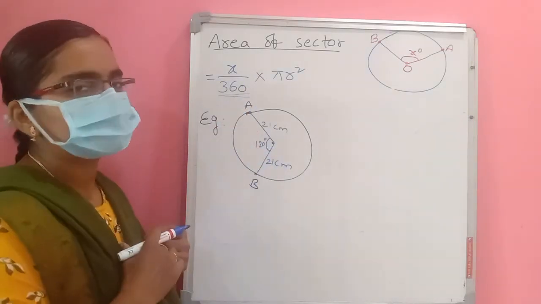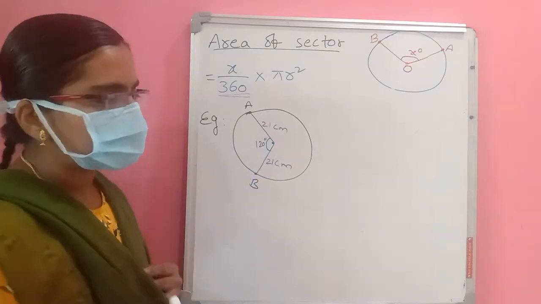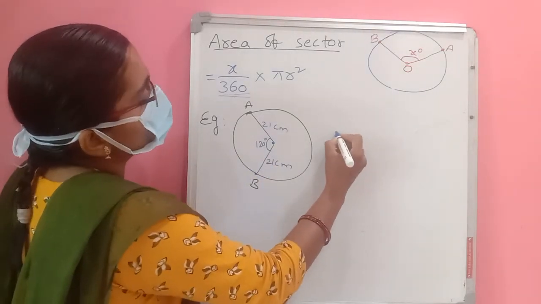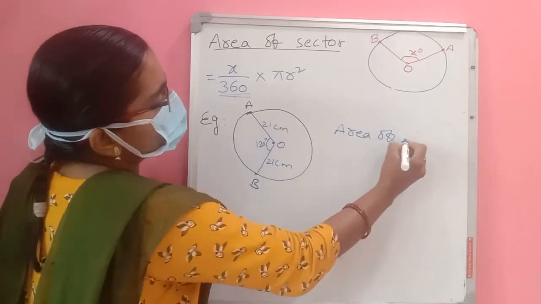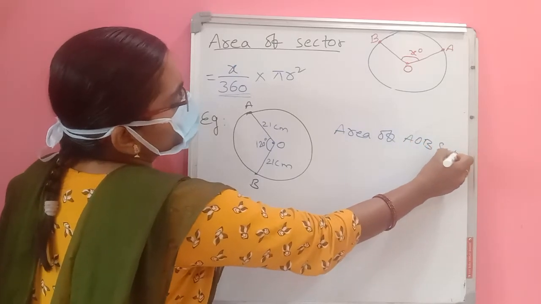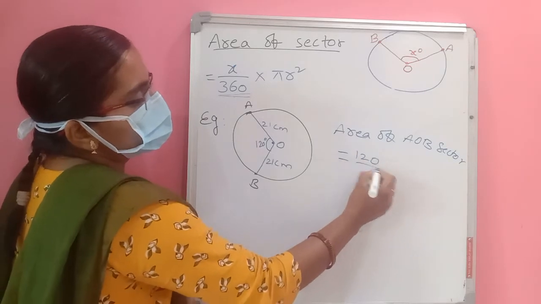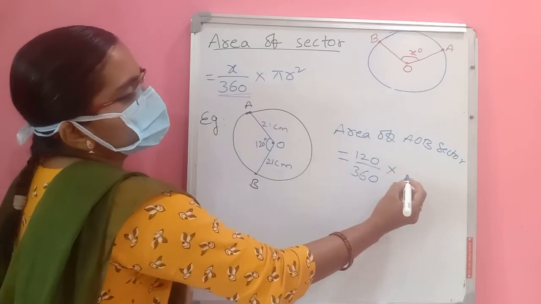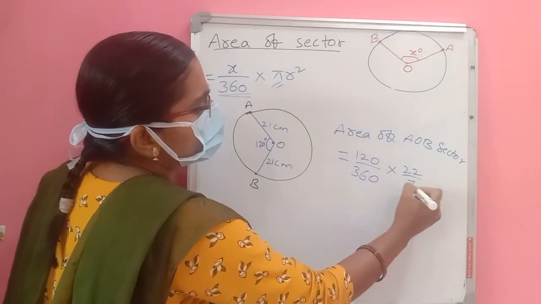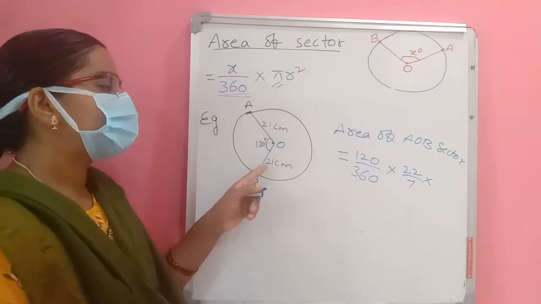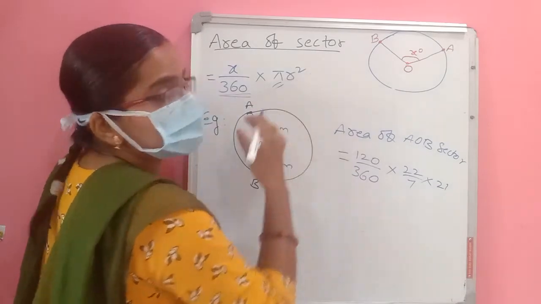So I have given one example. For this AB sector, we have to find the area. Area of sector AOB is equal to x by 360, where x is the angle at the center. The angle at the center is 120, so 120 by 360 into pi. Pi we know is 22 by 7. Into r square, where r is the radius of the circle. Radius is 21, so r square means 21 square.